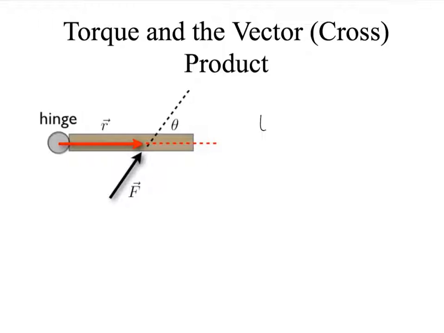So another interesting thing about torque that also is true about the cross product in general is that any two vectors can define a plane in space.